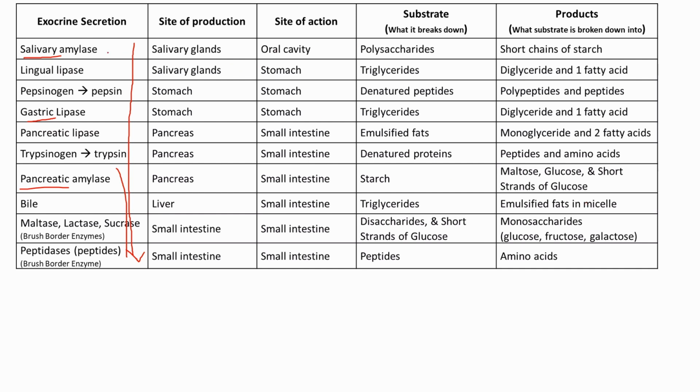So for example, salivary amylase is in the oral cavity. It breaks down polysaccharides, and you get short chains of starch. And then lingual lipase in the mouth helps to do some digestion, so you have diglyceride from triglyceride and maybe one fatty acid, and so on and so forth. And at the end of the day, proteins end up as amino acids, carbohydrates end up as monosaccharides, and fats end up emulsified in micelles.